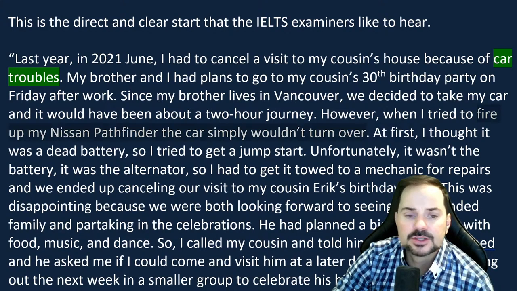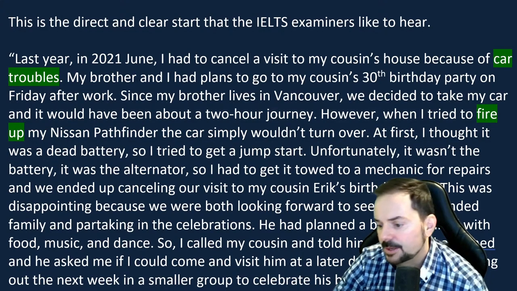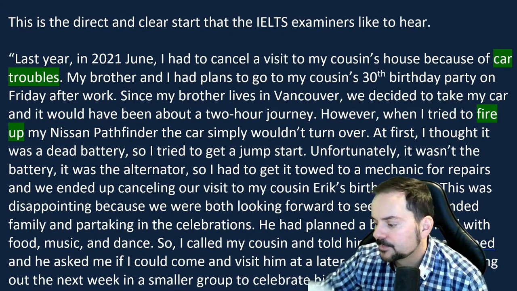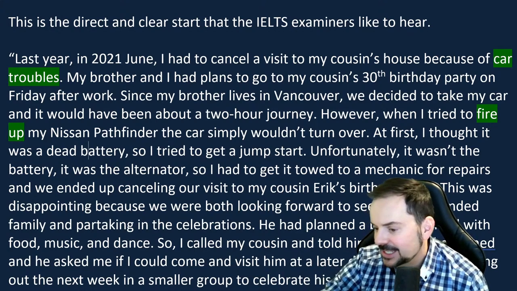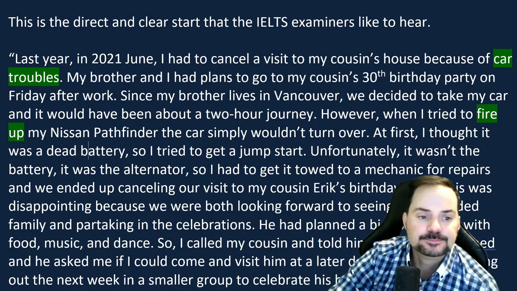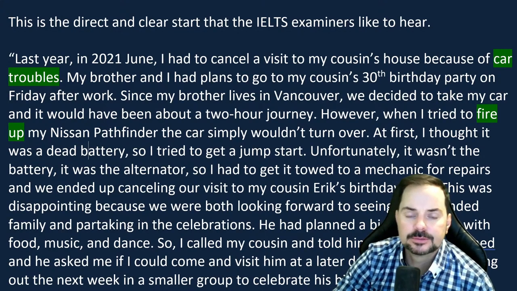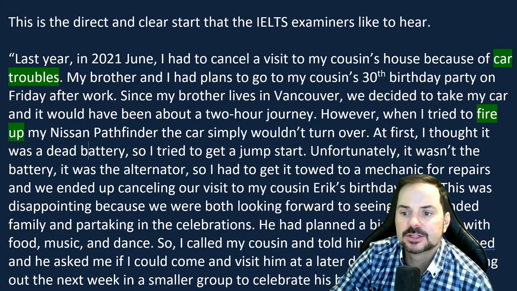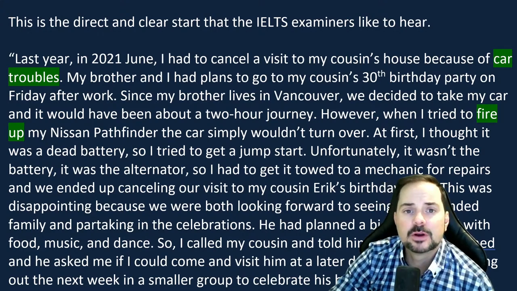Fire up means to start. Start the car. Yes, exactly. It's not turn on the car. We usually don't say turn on the car. We say start up the car. Fire up the car, start up the car, start the ignition.